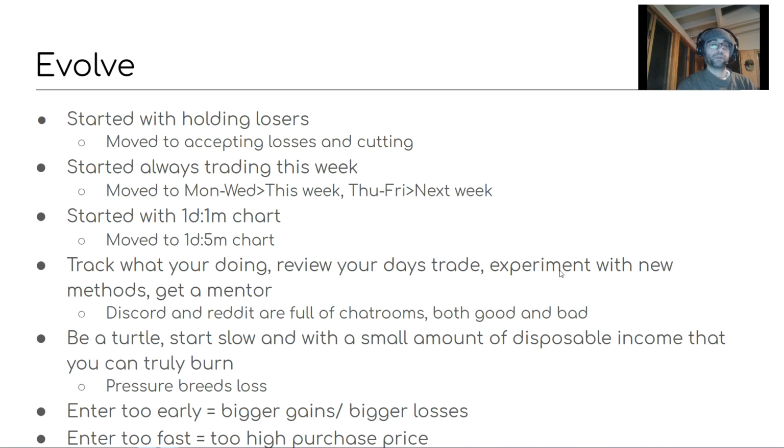I used to trade the expiration for this Friday, no matter what day of the week. So Monday through Friday, I would trade on Friday. Now, you can't do that on Robinhood. You can't trade the same day as the expiration, but basically any other broker will allow you to do that. So I've moved now to Monday through Wednesday trading this week's expiration, and Thursday and Friday trading next week's.